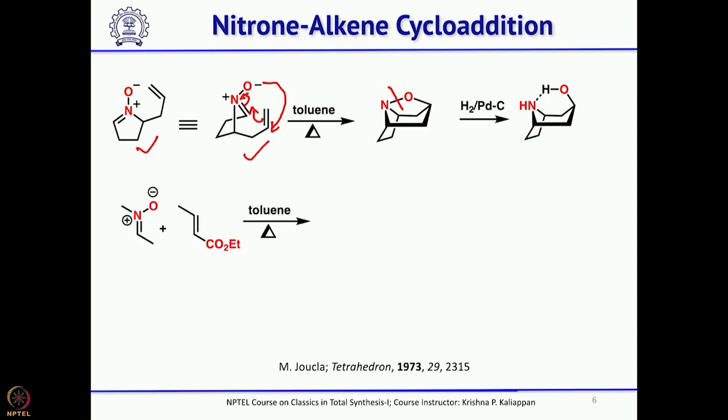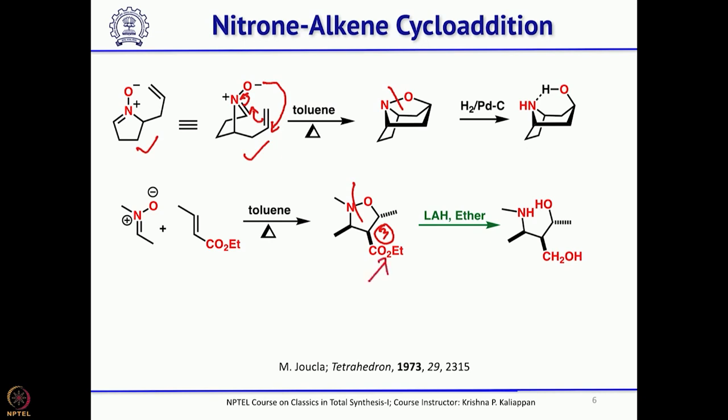And this is another example. This is intermolecular, and still you can see there are three chiral centers, okay, three chiral centers one can fix during this 1,3 dipolar cycloaddition depending on the nature of your substrate, okay. Now again, if you cleave this N-O bond, okay, so that will give you this amino alcohol. And when you use LAH, not only the N-O bond gets cleaved but also the ester, so you get two hydroxyl groups, one primary and the other secondary. In addition, you get a secondary amino group, okay. And this also can be rewritten like this.